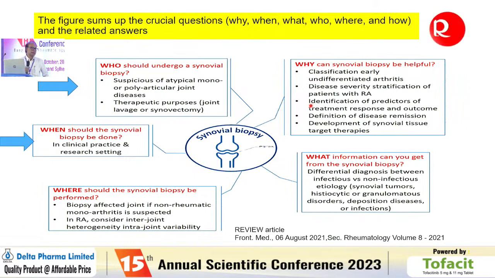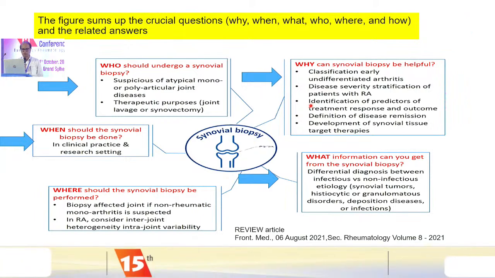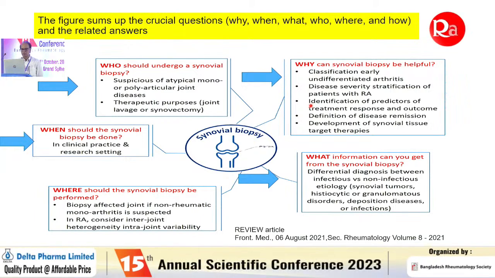When should it be done? In clinical purpose and research setting. Why should synovial biopsy be done? For classification of early undifferentiated arthritis, which is very much useful, for disease severity and stratification of patients with RA, and for identification of predictors of response and development of synovial tissue targeted therapy.